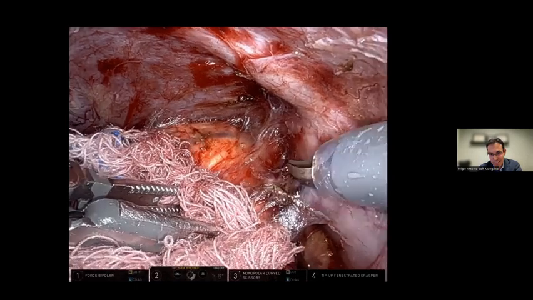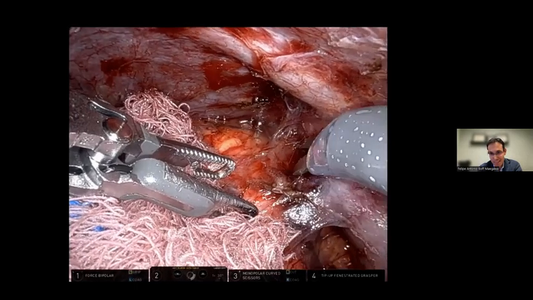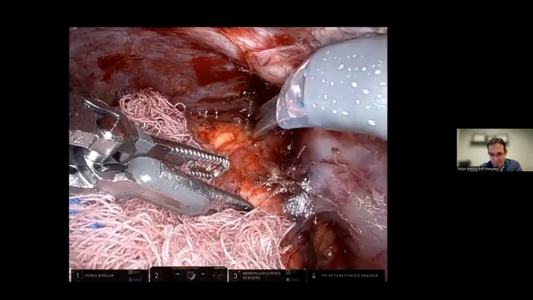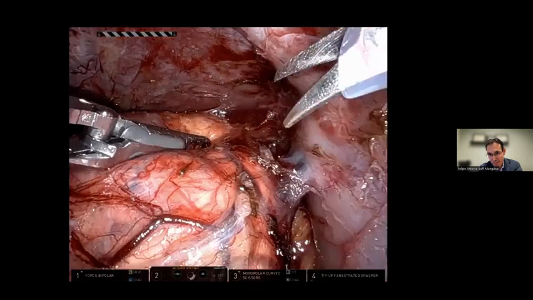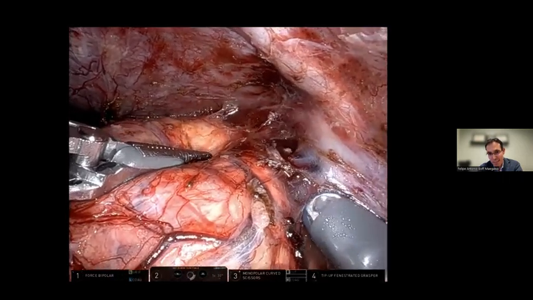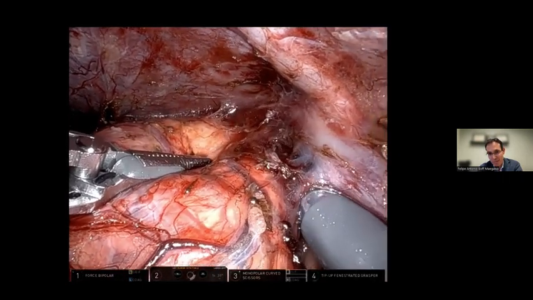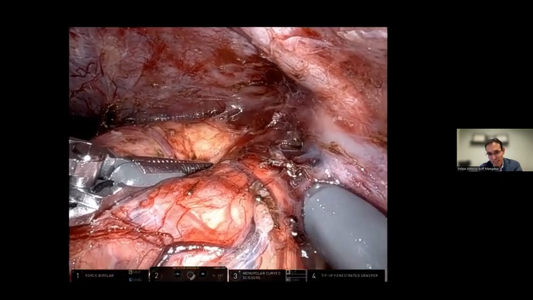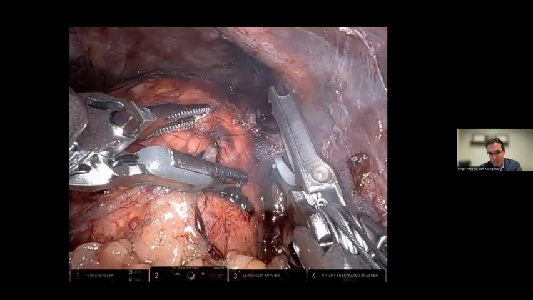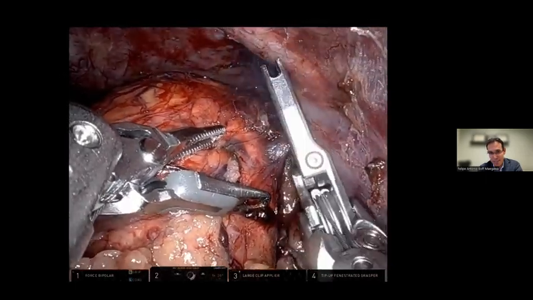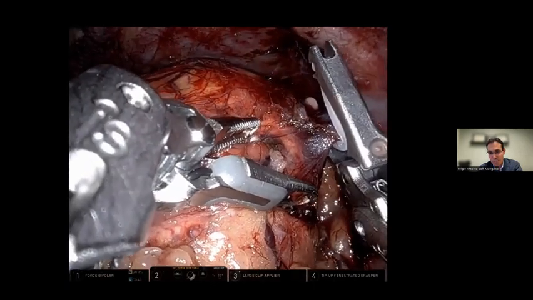We go back and dissect cephalad to the adrenal vein, so we can see our tip from the bottom. Here we go, you can see the tip, so we're completely across and encircling the adrenal vein. In this case, we use a large Hem-o-lok because of the diameter of the vein.